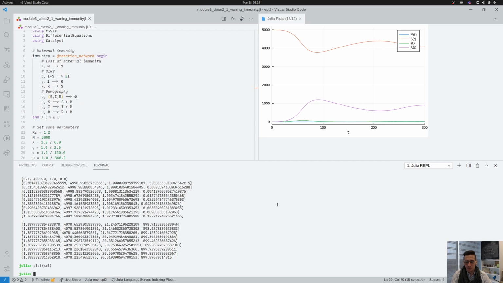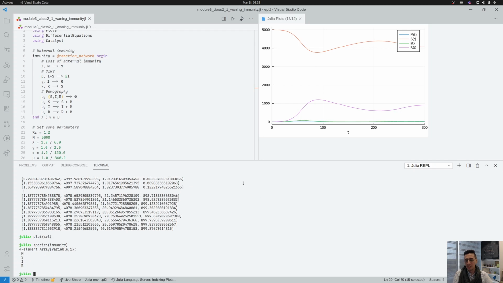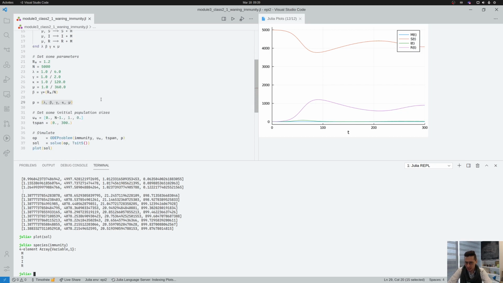Every reaction network model has two methods associated to it. One is species. If we do species of the immunity model, it's going to tell us the names of the variables. The first variable is M, second is S, third is I, and fourth is R. If we had put the reactions in a different order, they would appear here in a different order. But that's important information that you will need for the third project, actually.